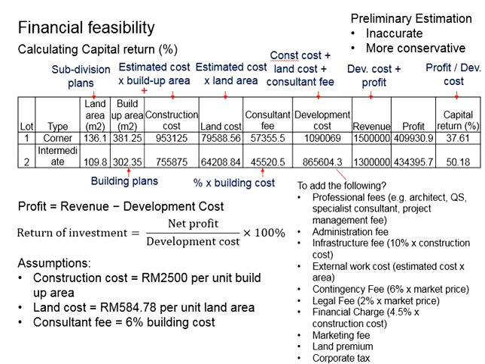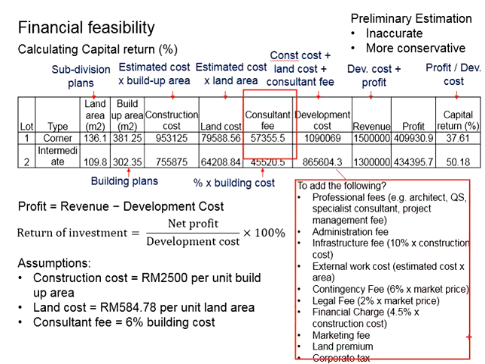Now that we have acquired the construction cost and the land cost, these two represent the two major costs for a development. There are also other minor costs which you could consider while doing the preliminary estimations. Those minor costs include the consultant fee, professional fees, administration fees, infrastructure fee, external work costs, contingency fee, legal fee, financial charge, marketing fee, land premium, and even the corporate tax.